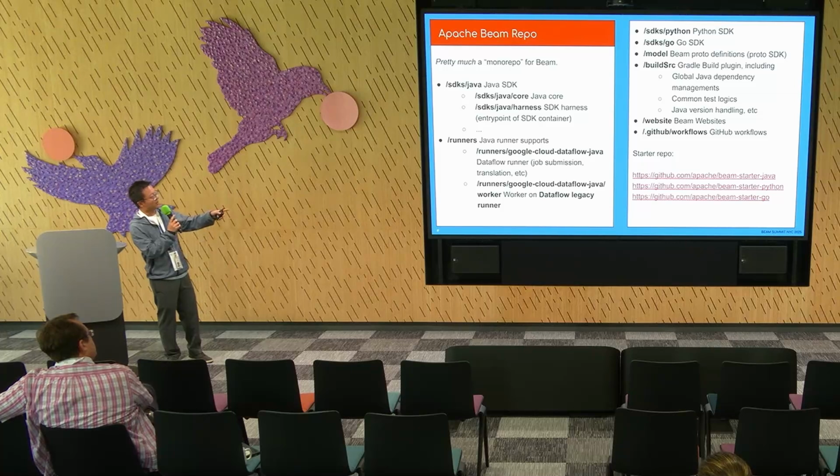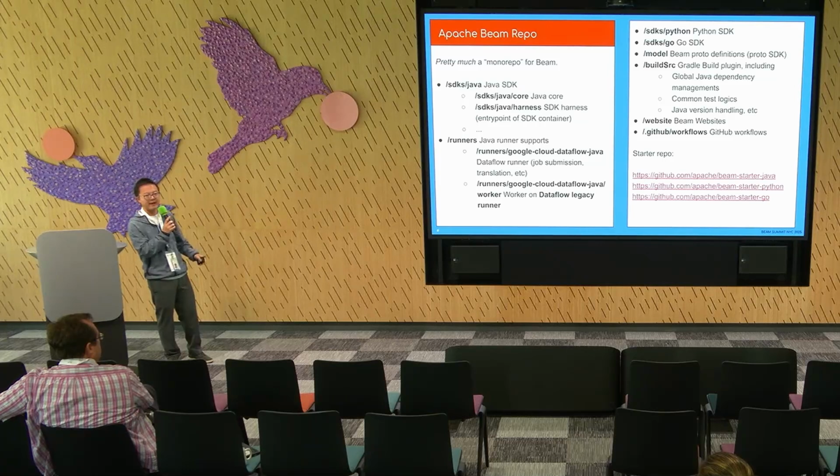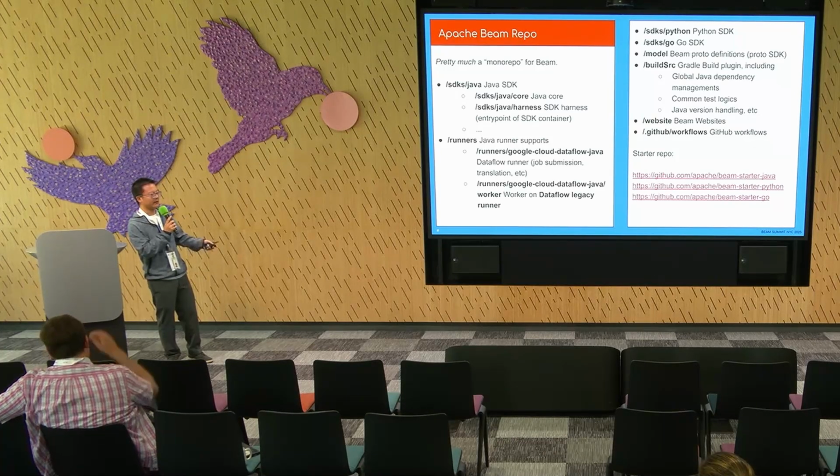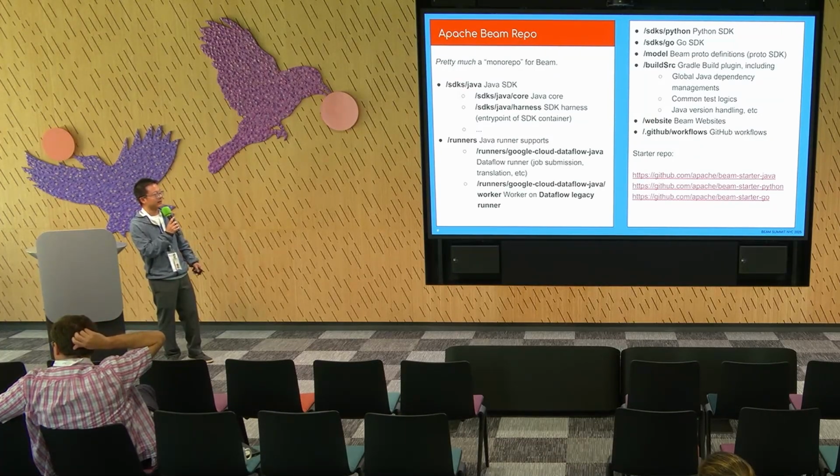There is also the Beam Proto definitions. We also call it the Proto SDK, which defines the Beam model, and also the Fn API and Runner API. If we want to communicate between different languages, we use the Proto definitions, so it is unified and recognized by the runner side and also the SDK side.